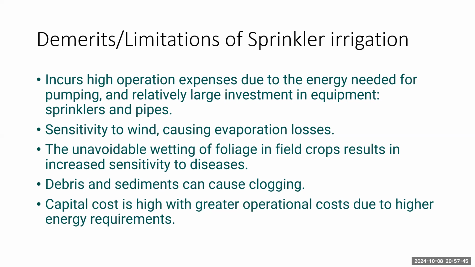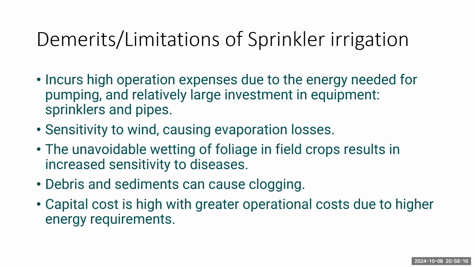Then what happens here? The water is sprinkled over the crop. So this results in increased susceptibility to disease. Diseases can increase because the foliage is always in wet condition. Then some debris and sediments, if they are carried in the main lines and in the laterals, may clog the nozzles of the sprinkler.